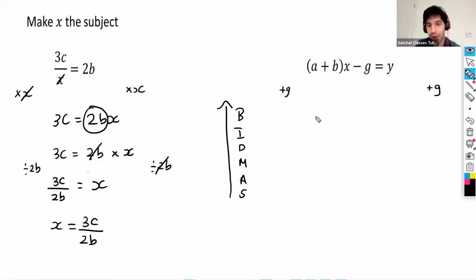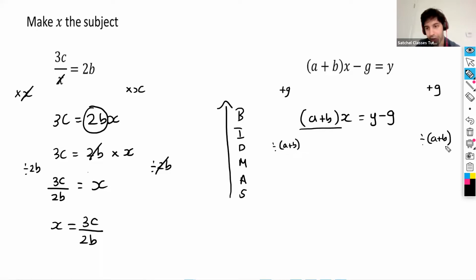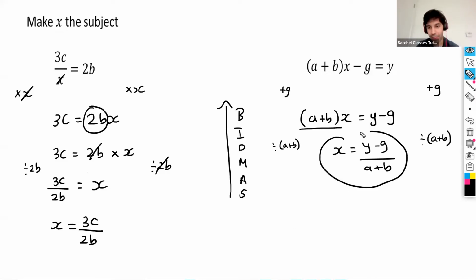So this is going to become a plus b in brackets multiplied by x is equal to y minus g. Now what we're doing to x, we're multiplying x by a plus b. So we simply need to divide both sides by a plus b in brackets. So x is equal to y minus g divided by a plus b. And we've made x the subject of our formula here, or the subject of this equation here.